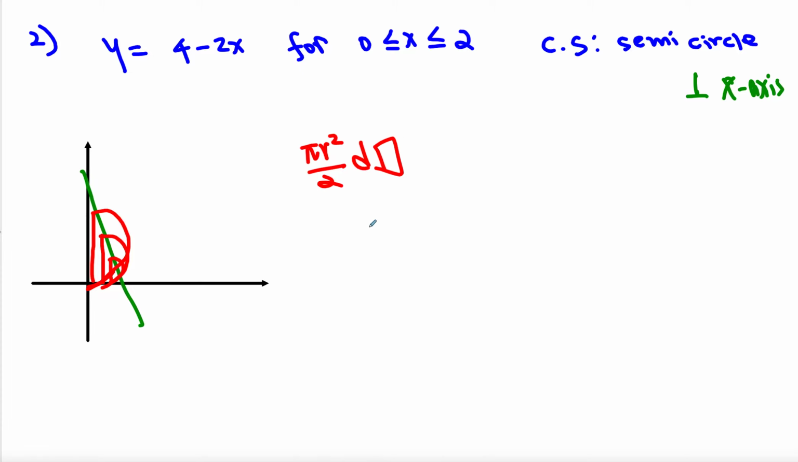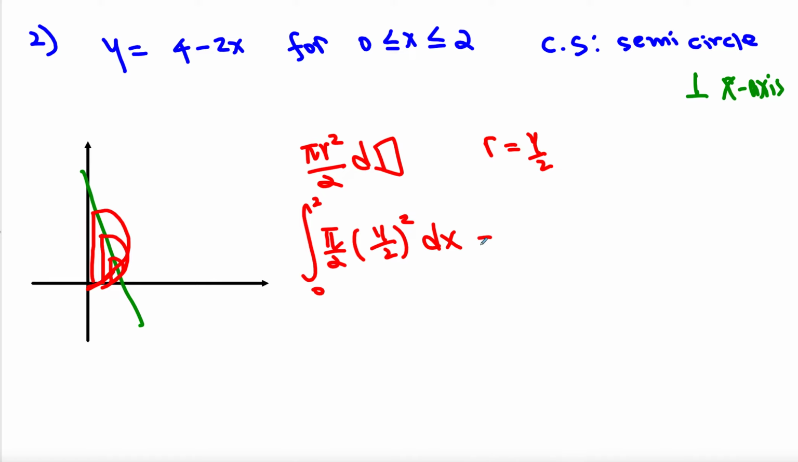Now, then we get pi over 2. But what's the value of r? You see, from here to here is the diameter of the circle, which is equal to the y value. So the radius in this case is equal to y over 2. So therefore, what I can do is (y over 2) quantity squared dx, because everything is cutting against the x-axis, and 0 through 2 because that was a boundary.